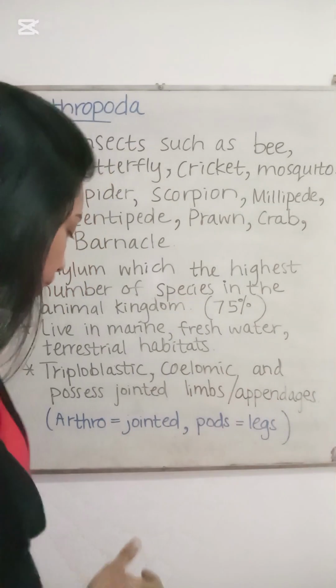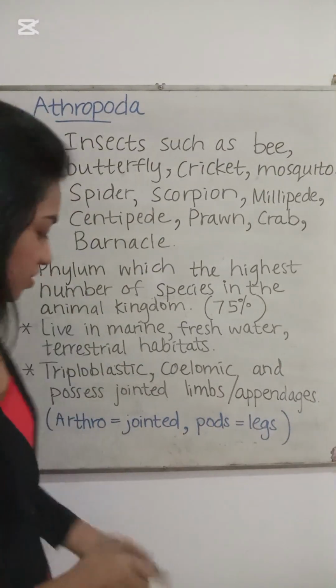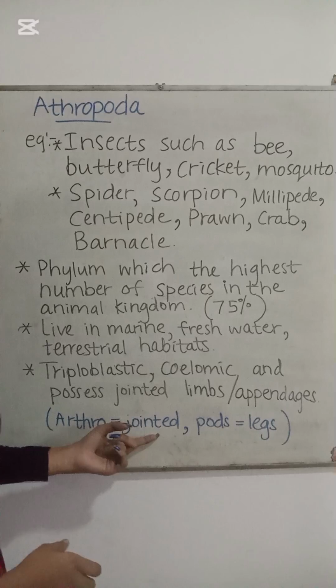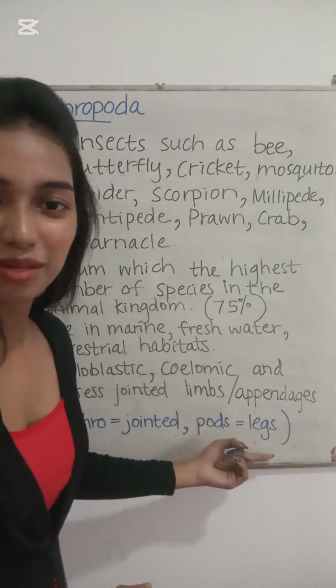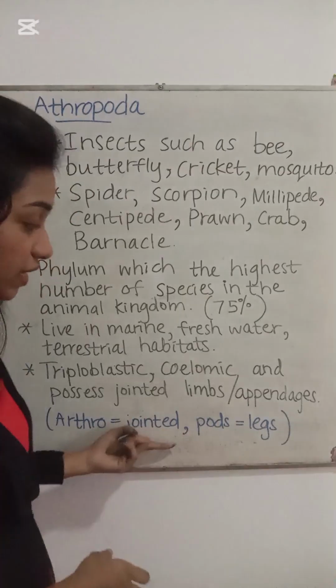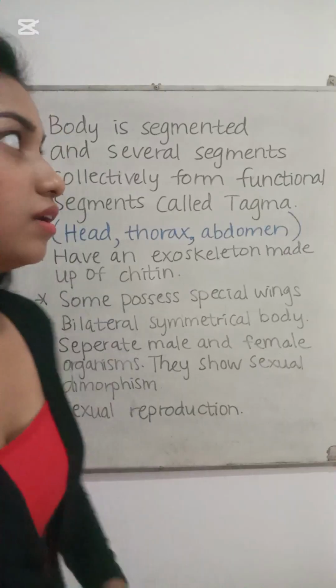Jointed limbs. Okay. So this word Arthropoda is a Greek word. See, arthra means jointed and pods means legs. That's why the animals having jointed legs or jointed limbs are known as Arthropoda.